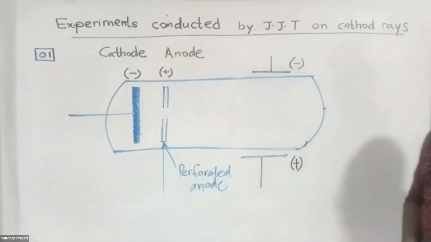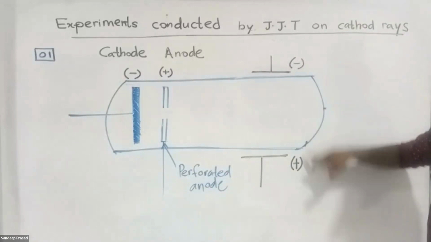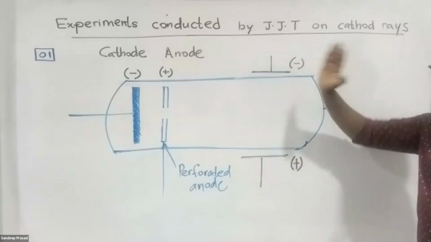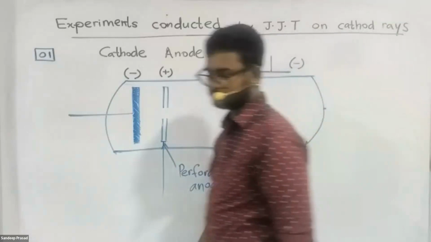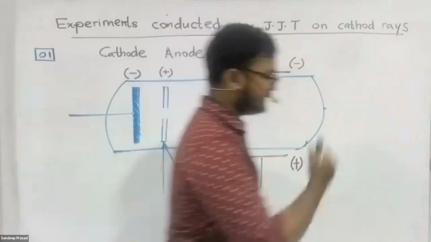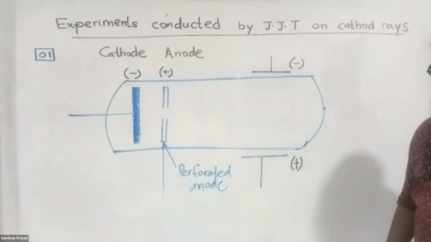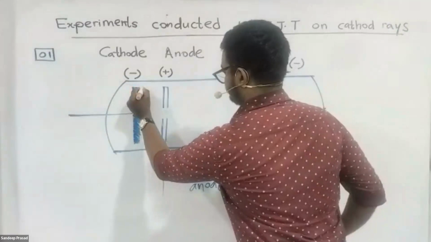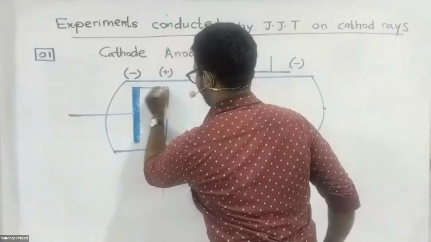Remember, if we have a negatively charged metal plate and a positively charged metal plate here, this is an electric field. So in the first experiment, what J.J. Thomson did was create an electric field in the path of the cathode rays. Right? So what happened here? Look at this. We know that from the cathode, cathode rays are emitting.